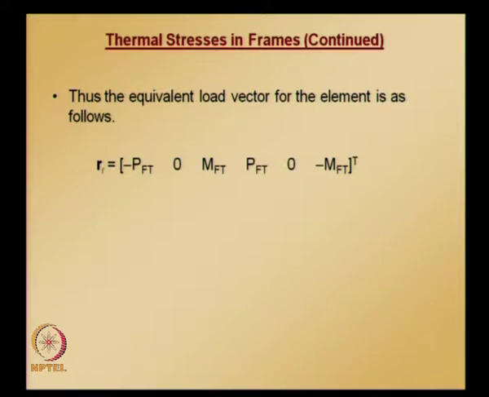So for a problem which is subjected to temperature changes in frames, the rest of the procedure for assembling the element equations corresponding to the stiffness part is similar to what we have seen in the last class, that is, using the combination of axial effects and bending effects we can get the stiffness part. The only difference is, if there is a temperature change, then this is how the equivalent load vector can be assembled.